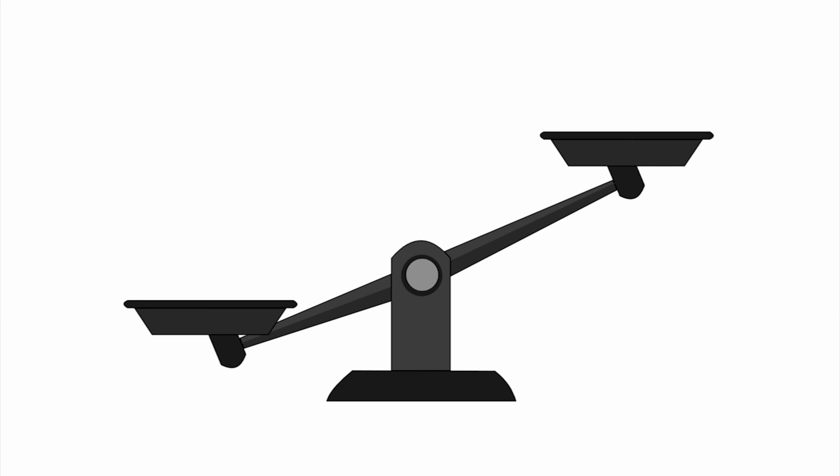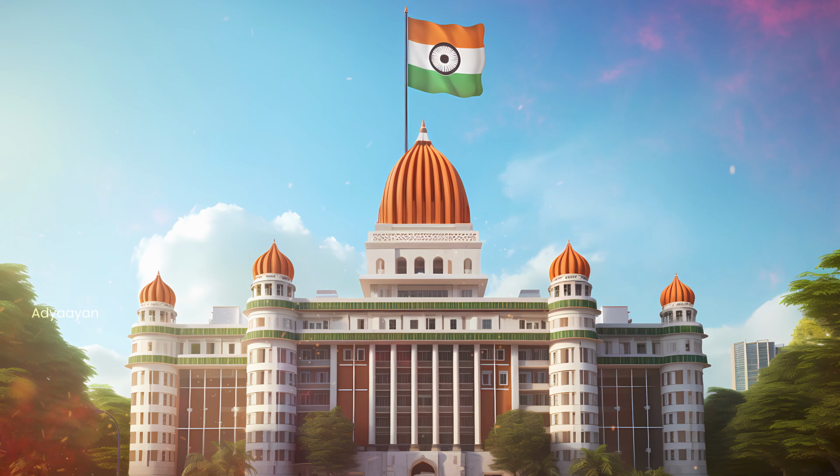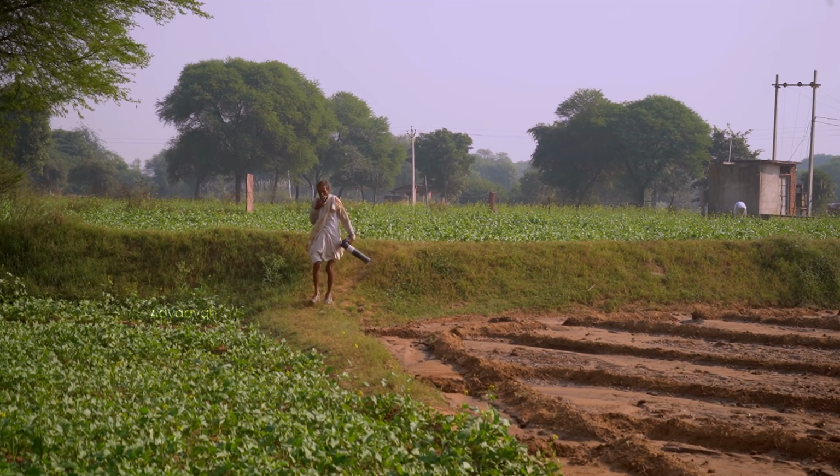The government introduces many schemes to improve the conditions of backward classes. By doing this, the government creates conditions for a just society. It works for the welfare of the people.